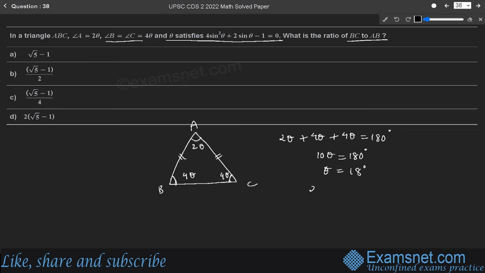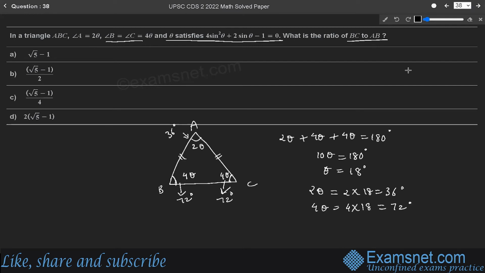So let us find 2 theta and 4 theta. 2 theta will be 2 into 18, which is 36 degrees. So we can say that angle A is 36 degrees. And 4 theta is 4 into 18, which is equal to 72. So we can say that angle B is 72 degrees and angle C is also 72 degrees. Now we have found the measures of the angles. But in the question, we have to find the ratio of BC to AB.